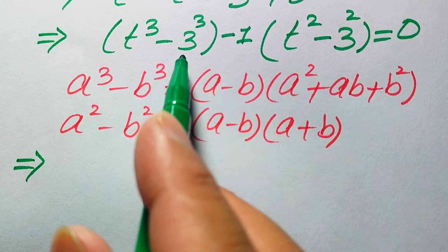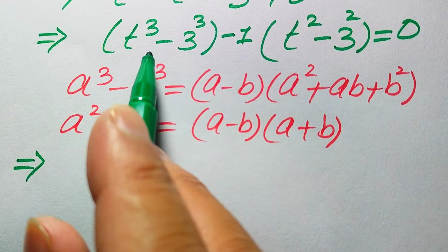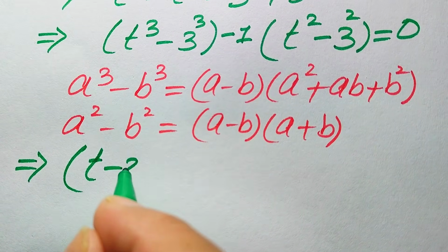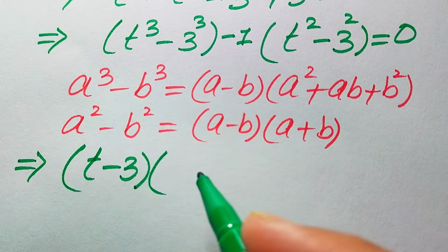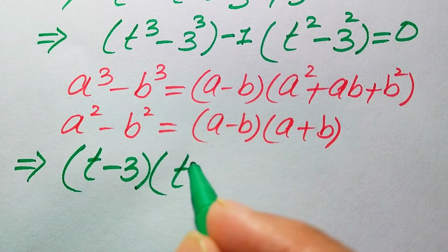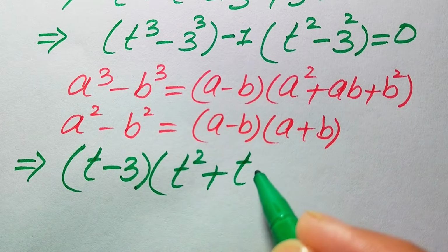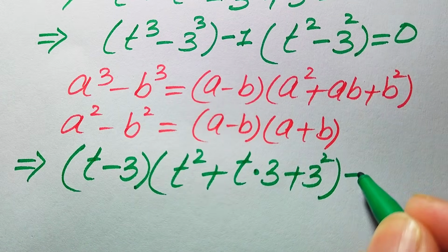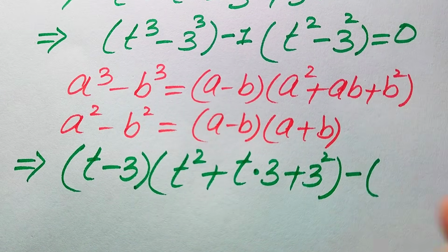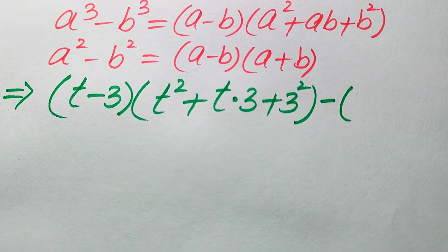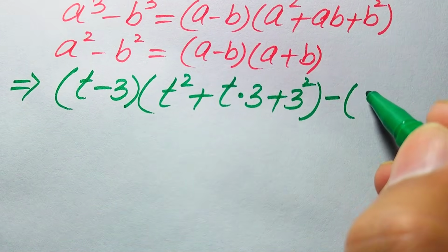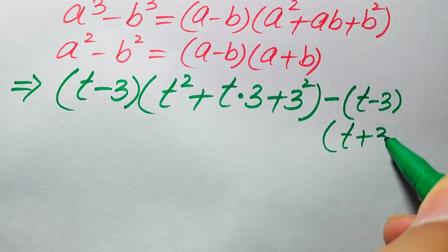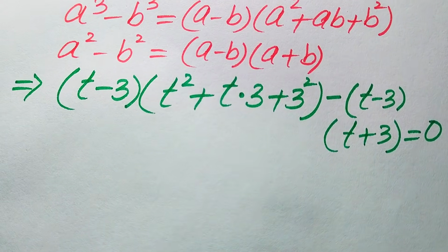So this is t cubed minus 3 cubed, and when we apply this formula, it will be written in this form. This is a minus b. The value of a is t and b is 3. This is t minus 3, into a square plus ab plus b square, so t square plus t into 3 plus 3 square, and minus, here we apply the second formula on the second factor, where we have a minus b, which becomes t minus 3 times t plus 3, and this whole equation is equal to 0.